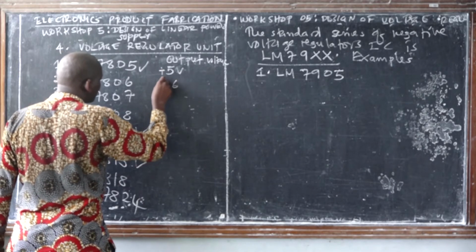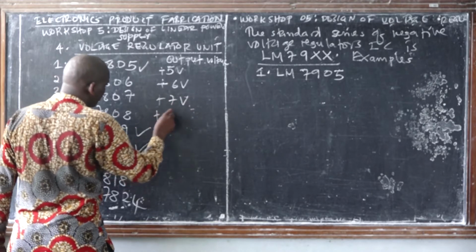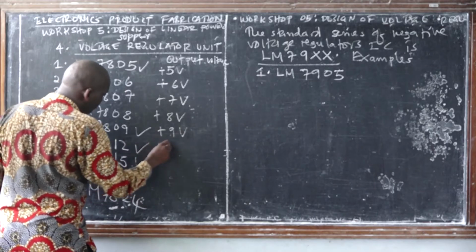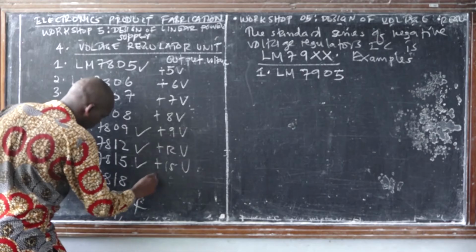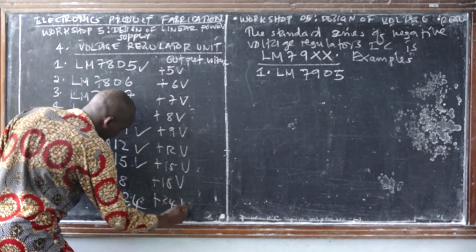This one positive 6 volt. And this one positive 7 volt. And this one is positive 8 volt. And this one is positive 9 volt. And this one is positive 12 volt. And this one is positive 15 volt. And this one positive 18 volt. And this one is positive 24 volt.